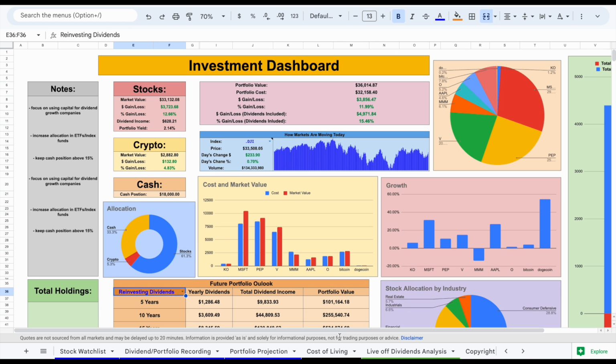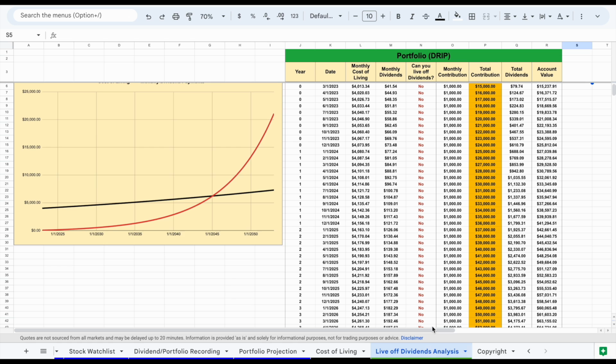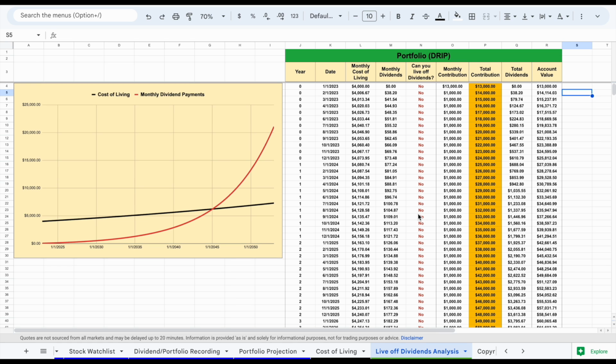But the new feature is we also now have a cost of living tab. So basically you can plug in your monthly cost of living and what you expect inflation to be year over year. And based off of this, we can now analyze how long it will take us to be able to live off of dividend income. We have a chart right here with the black line being our cost of living and our red line being our monthly dividend payment. So you can see it looks like around 2045 in this scenario, we would be able to live off of dividend income.